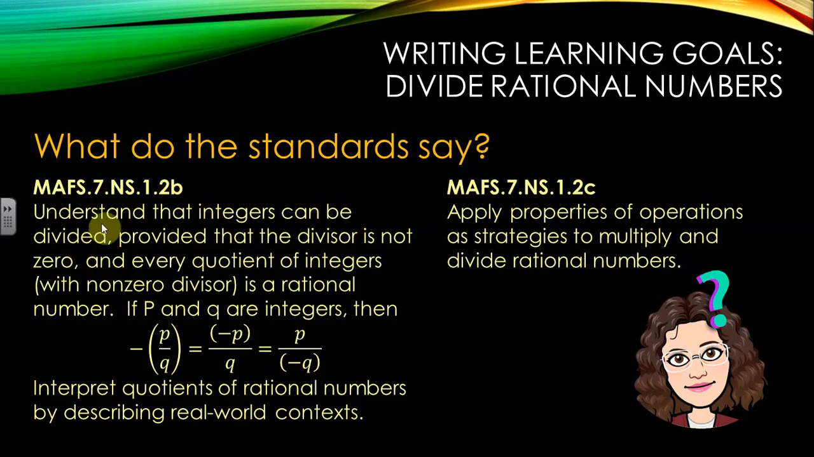7.NS.2.b states that students will understand that integers can be divided, provided that the divisor is not 0, and every quotient of integers with non-zero divisor is a rational number. And if p and q are integers, then we have negative p over q equals negative p in the numerator over q equals p over negative q. And students are to interpret quotients of rational numbers by describing real-world context.